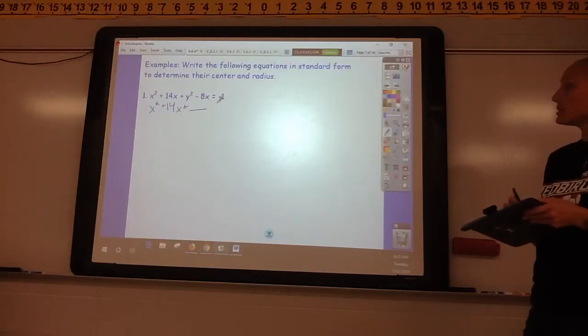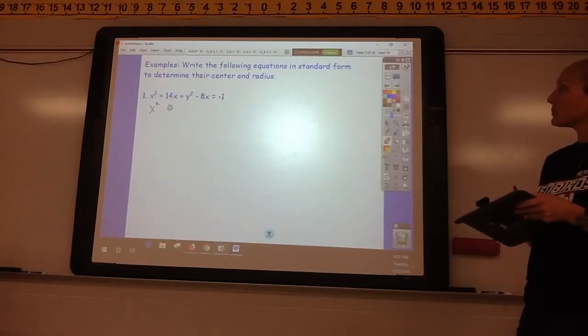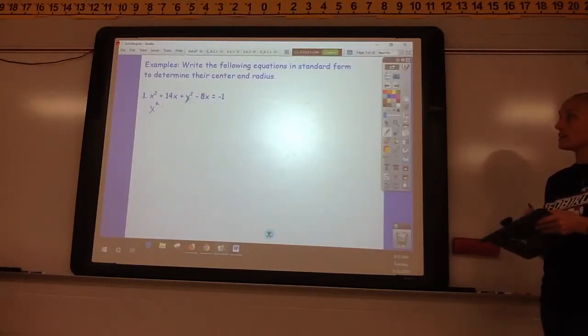I'm going to change colors here. Plus I'm going to do y squared. Oh, I did it wrong. Anybody catch that? 14x and 8x go together, right? It would help if I put them together. So let's go back to that. Should be x squared, put the 14x and the 8x together. So plus 6x plus blank. And then we go over to the plus y squared, which doesn't have anything else.